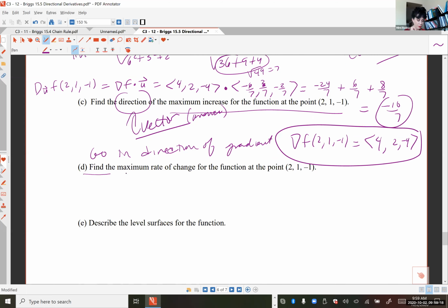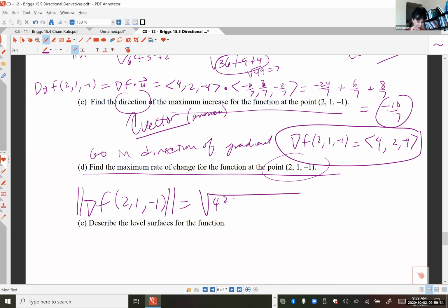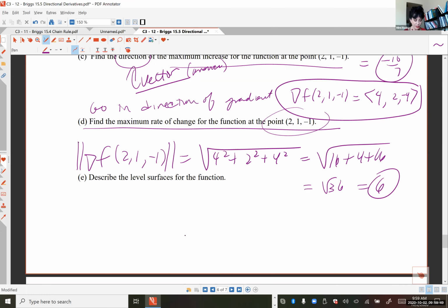Okay, now what is the maximum rate of change for the function at the point 2, 1, -1? The magnitude of del F, the magnitude of the gradient at that point. So go get the magnitude of the gradient. And, oh man, what's 16 plus 4 plus 16? Oh, nice, square root of 36. I don't always get that lucky. All right, 6.